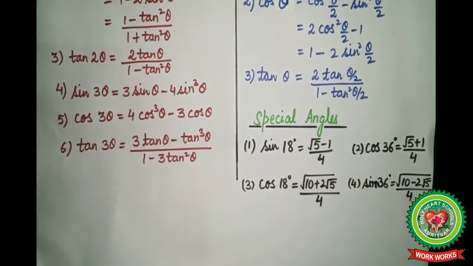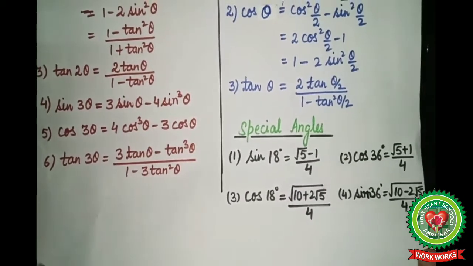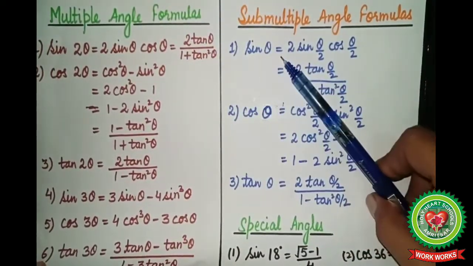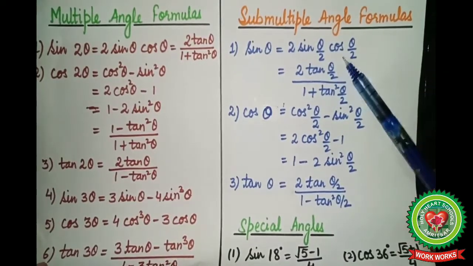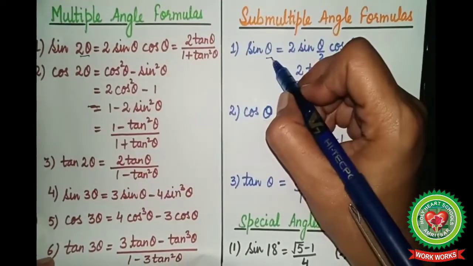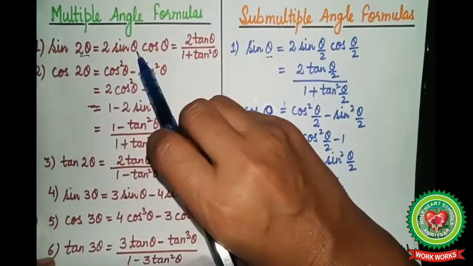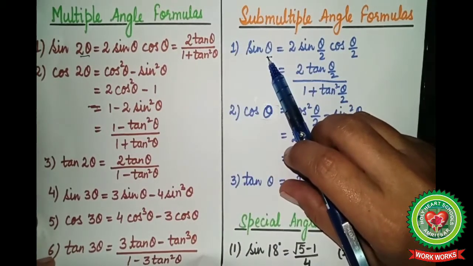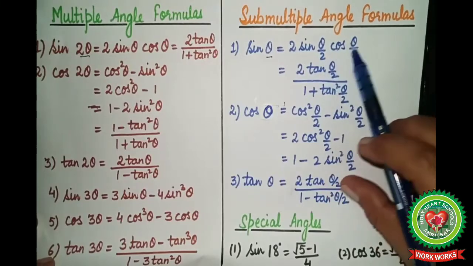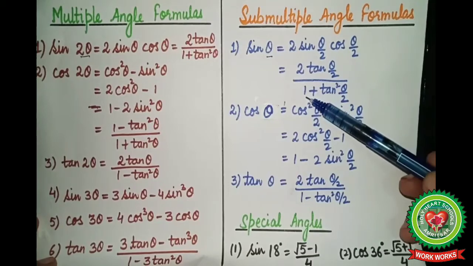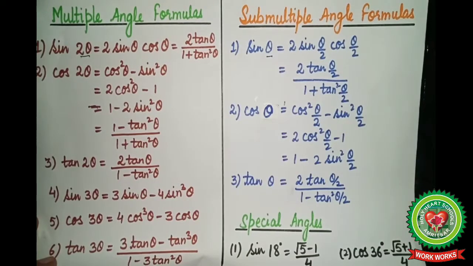Now, similarly formulas are there for the sub-multiple angles. Now here, look here, sin 2 theta formula is 2 sin theta cos theta. Here angle is 2 theta, here angle is theta. So for 2 theta we have half the angle, that is theta only. Similarly, when angle is theta, when you do its half, it will become 2 sin theta by 2 cos theta by 2. Similarly, 2 tan theta by 2 upon 1 plus tan square theta by 2.